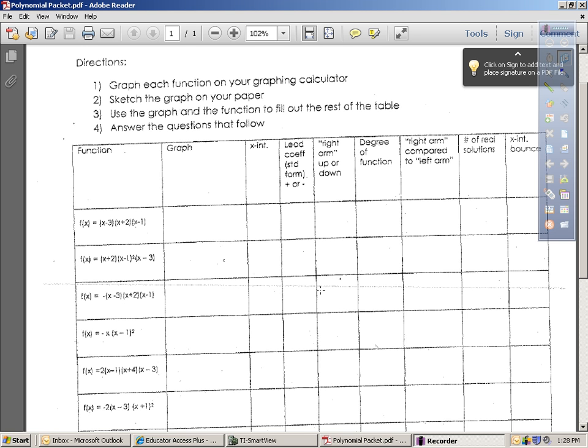packet. Now, I'm calling this little section polynomials, and I'm calling this a polynomials packet. And we're going to be sketching these polynomials, and we're going to find some trends of polynomials that are greater than second degree. All right.